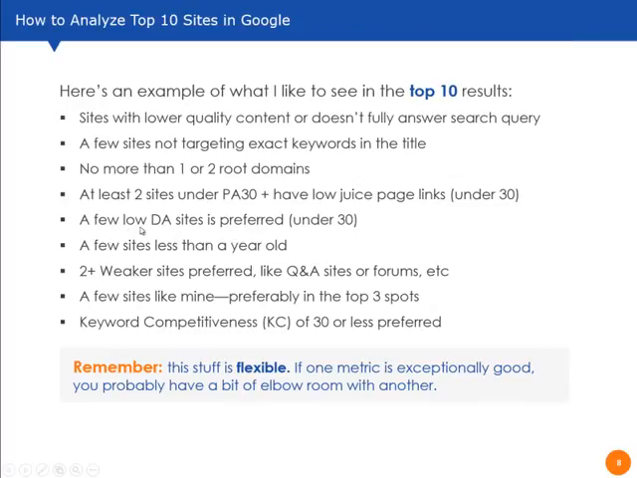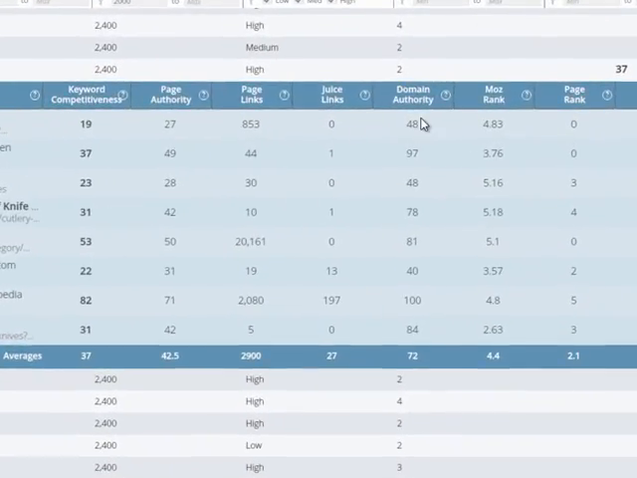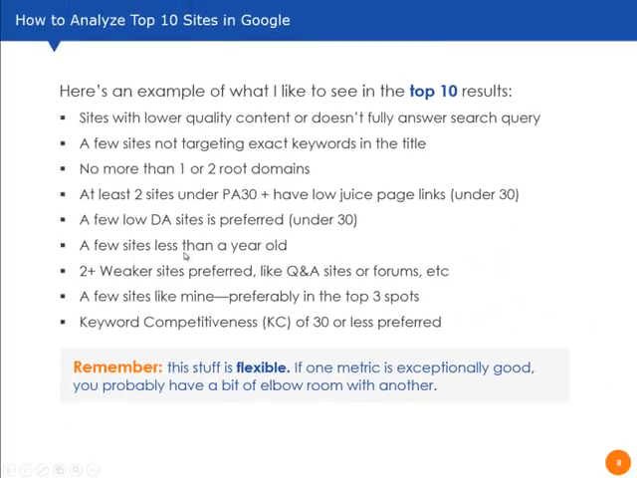A few low domain authority sites is preferred, so a few under 30. Let's take a look at that. I don't see a single site under 30 domain authority. So that is a strike. That is definitely a big strike. All of these are very authoritative sites. I'm not seeing any weak overall domains. That's a bad sign. Next, a few sites less than a year old.